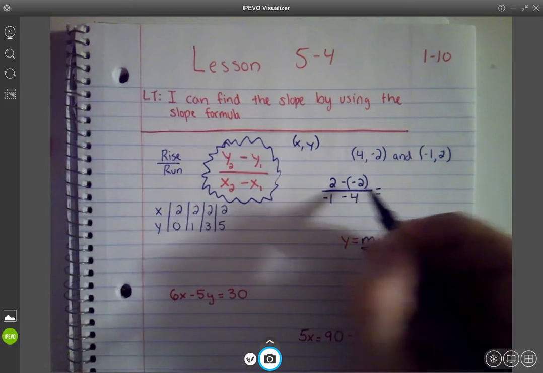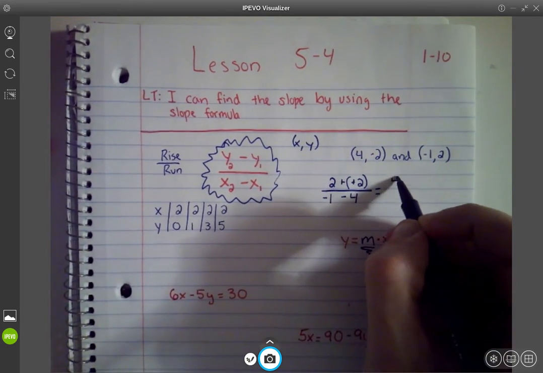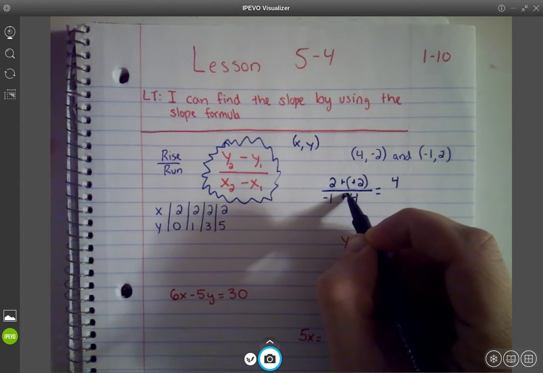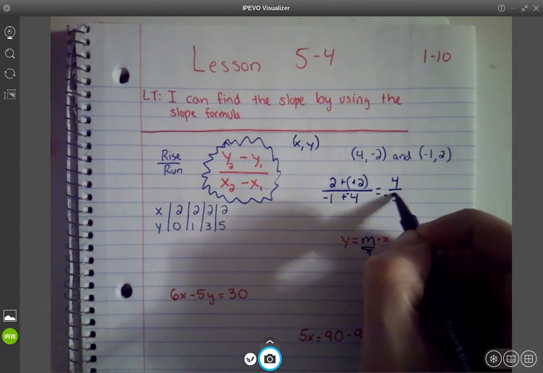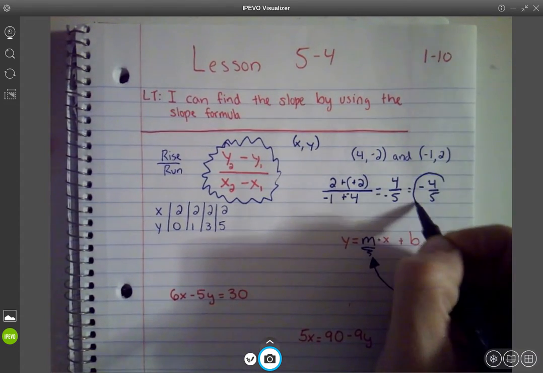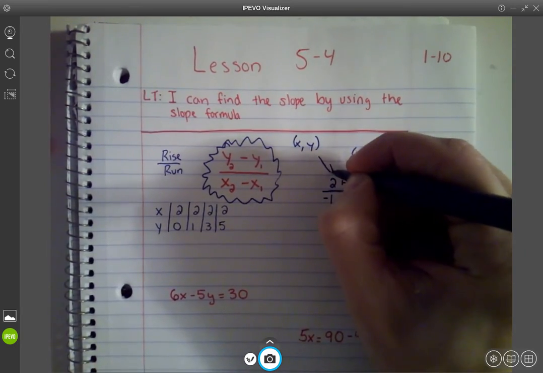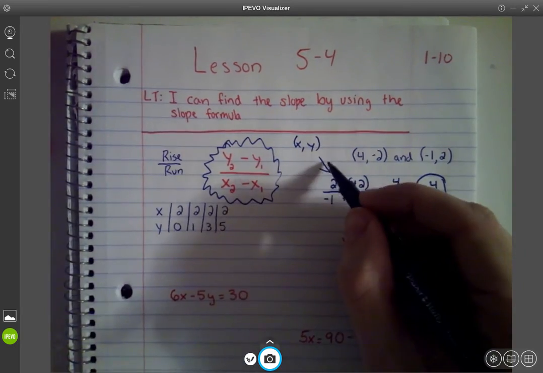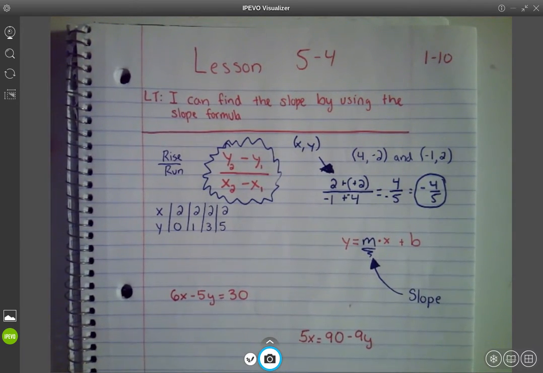All right, so we're going to simplify this. We're going to add the opposite. 2 plus 2 is 4. Add the opposite: -1 plus -4 is -5. So this ends up being -4/5. And if you remember from yesterday, a negative slope would be down and to the right. If I can beautifully draw an arrow. Beautifully drawn arrow.